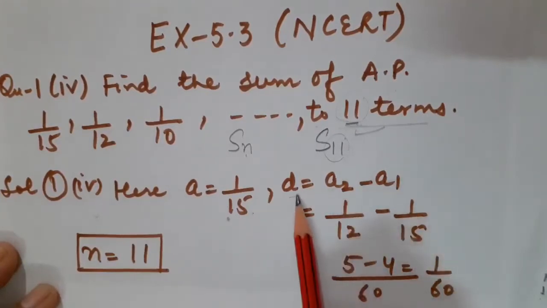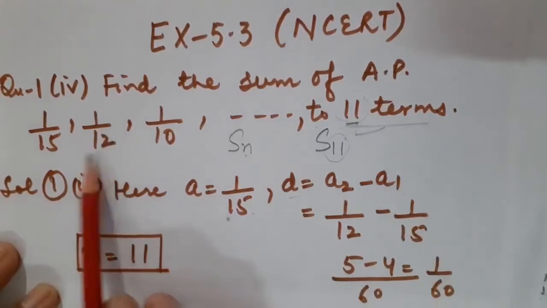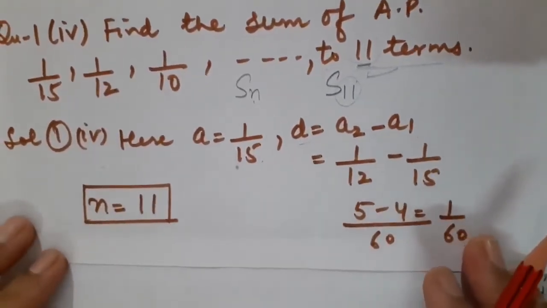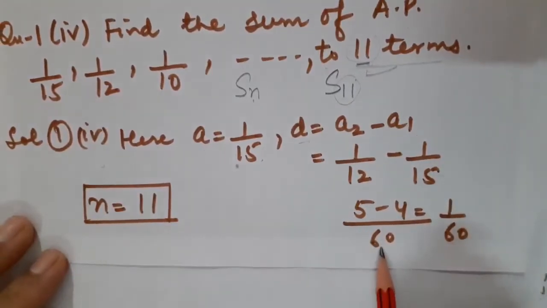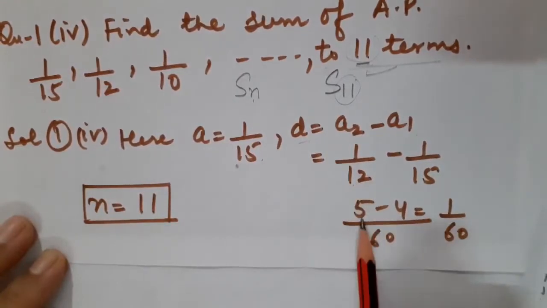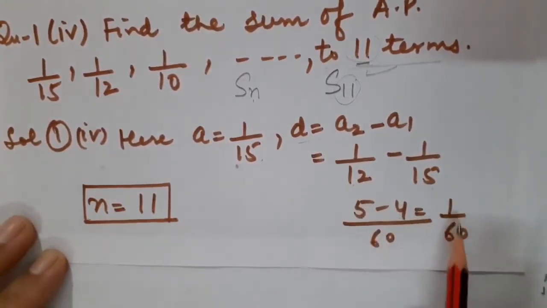We will have to calculate the common difference. d is equal to a2 minus a1. That is 1 upon 12 minus 1 upon 15. So children, after taking LCM of 12 and 15, I have got 60. So 60 divided by 12, you will be getting 5, minus 60 divided by 15, you will be getting 4. So this is 1 upon 60.